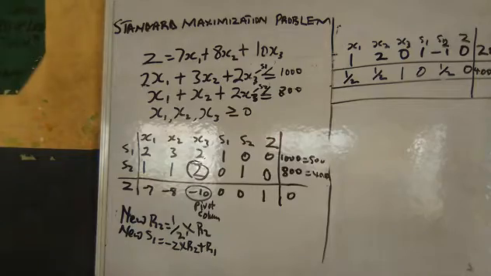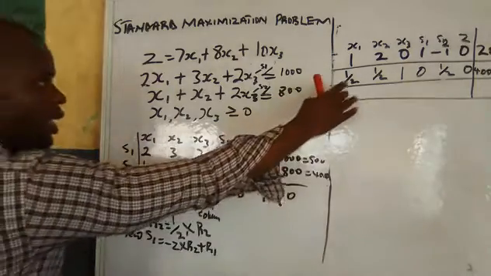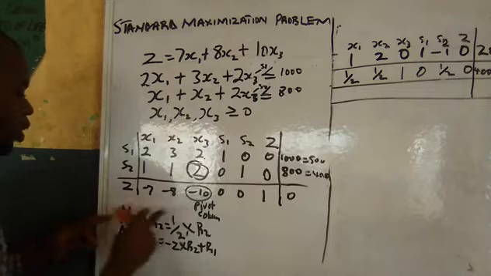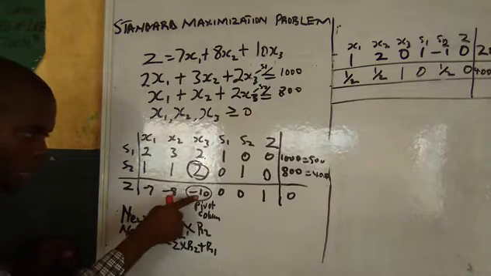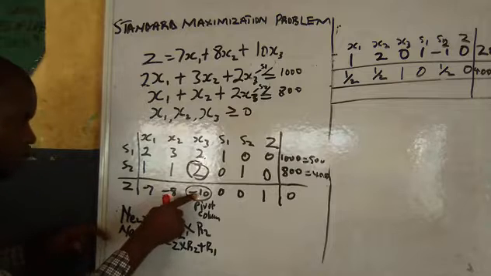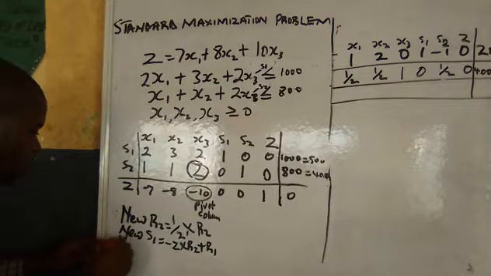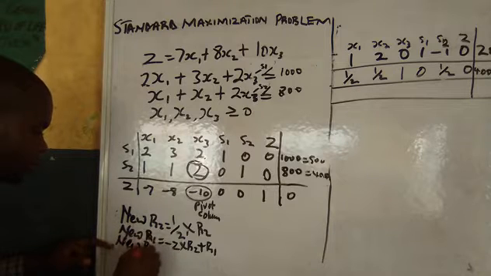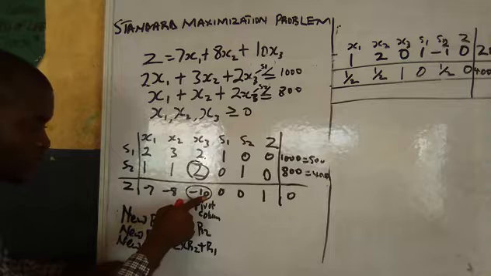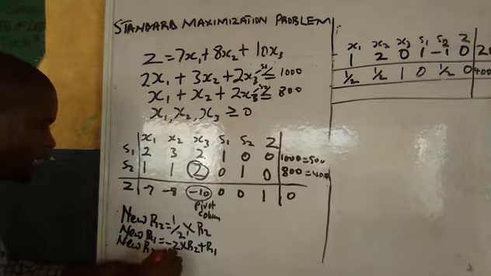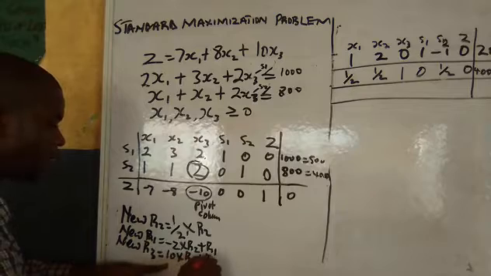Now, the last one here, this is the row 3. To get the new row 3, we have to make this one to be 0 also. Don't forget. So to make this one 0, we need 10. So new row 3 will give us positive 10. Of course, we need positive 10 to make this negative 10 to be 0. So 10 times R2 again plus R3.